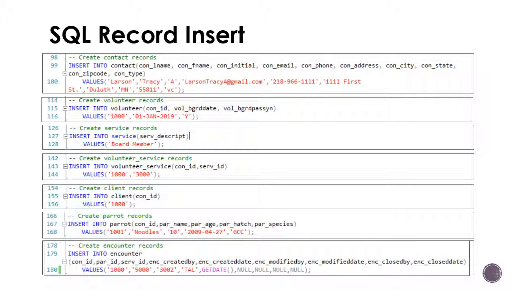With all the tables built, I could then insert records. Note that for the contact, service, parrot, and encounter tables, there's no reference to a primary key ID because this will be created in sequence automatically by the int identity primary key. Otherwise, all fields are listed and then the data identified. Note the use of getDate for the encounter created date field.